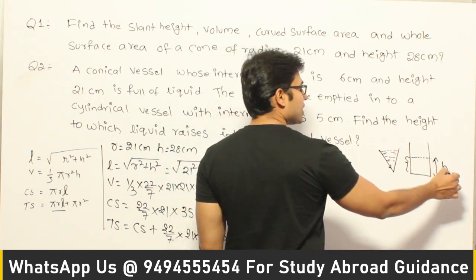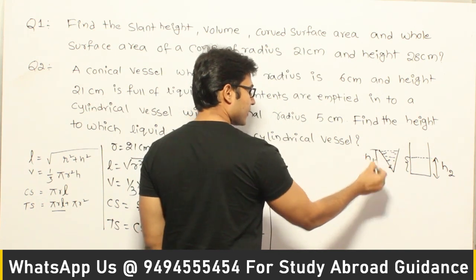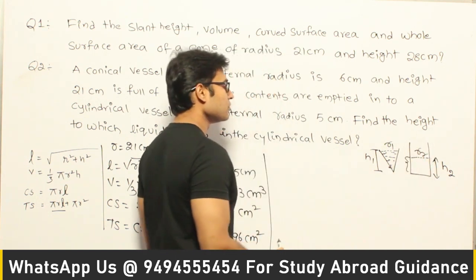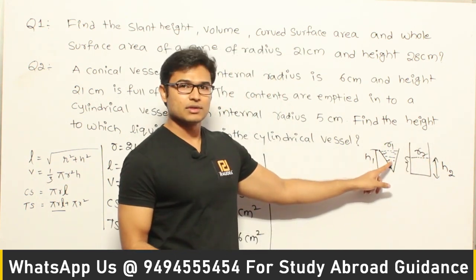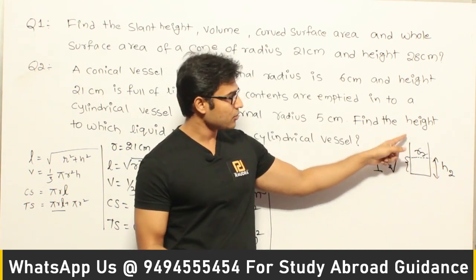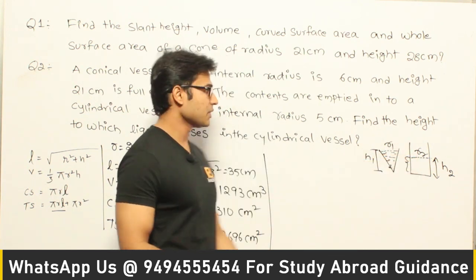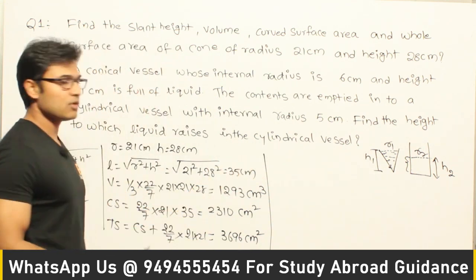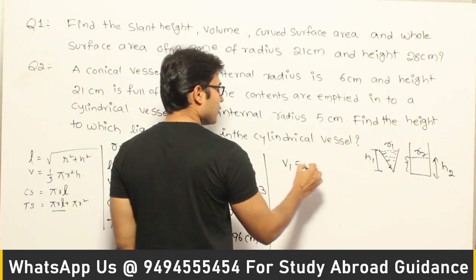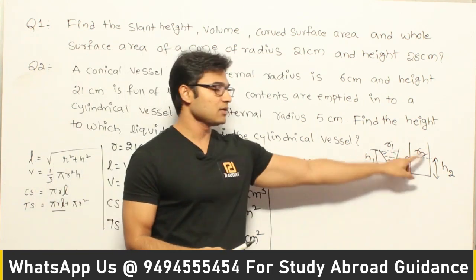So let us say this height is h2, this height is h1, this radius is r1, and this radius is r2. Then what should you do? The volume of this cone is equal to the volume of this cylinder newly formed of height h2. Don't worry about the volume of the total cylinder, just worry about the volume of only the cylinder newly formed. You have to equate both the volumes. If you assume that the volume of the cone is V1 and the volume of the cylinder is V2, these two should be equal, because these contents are actually poured into that.